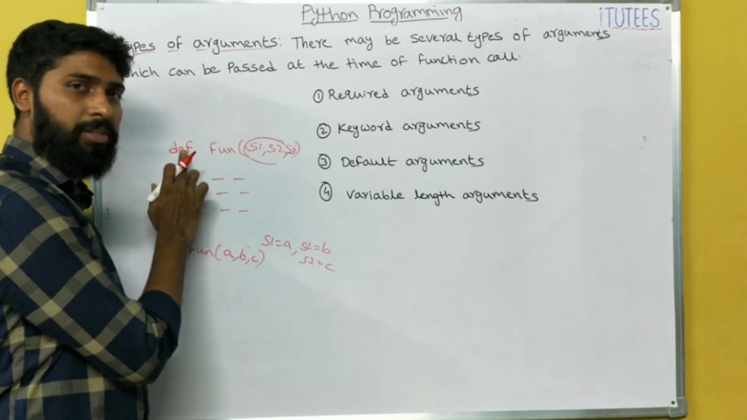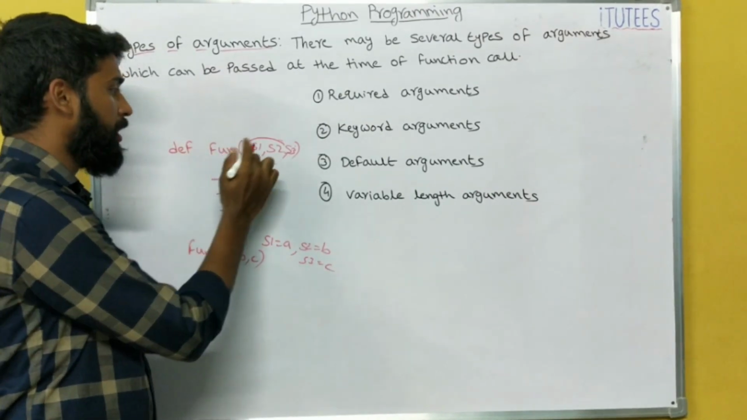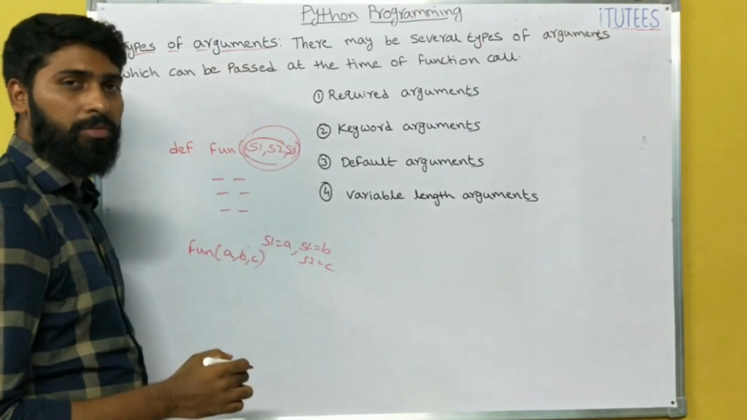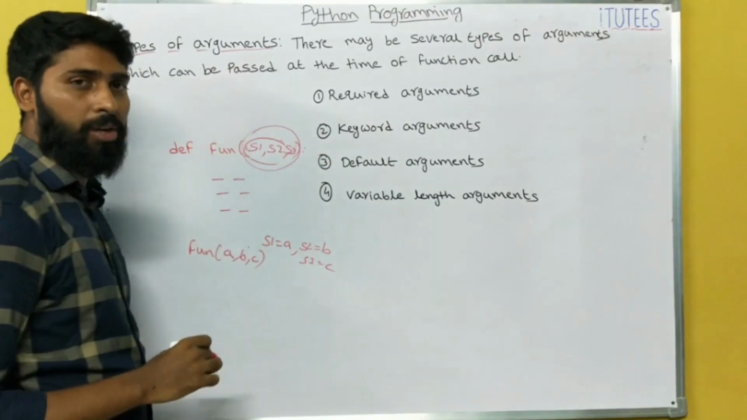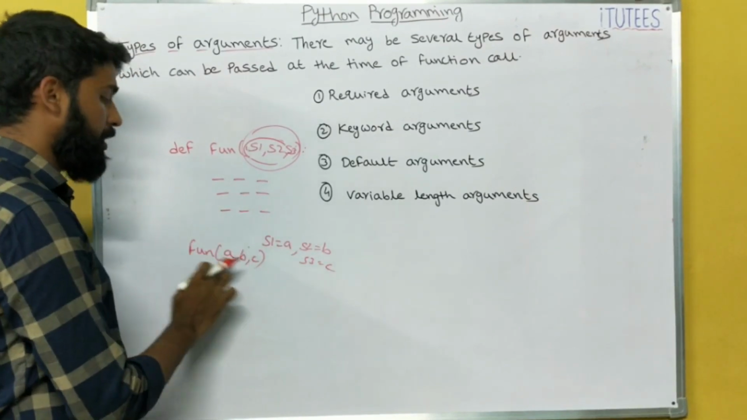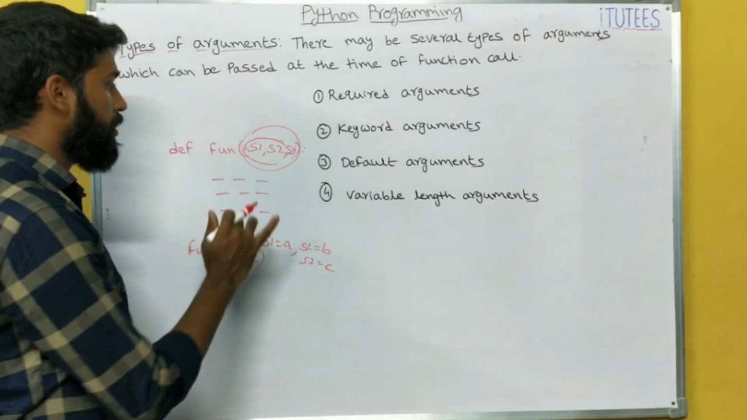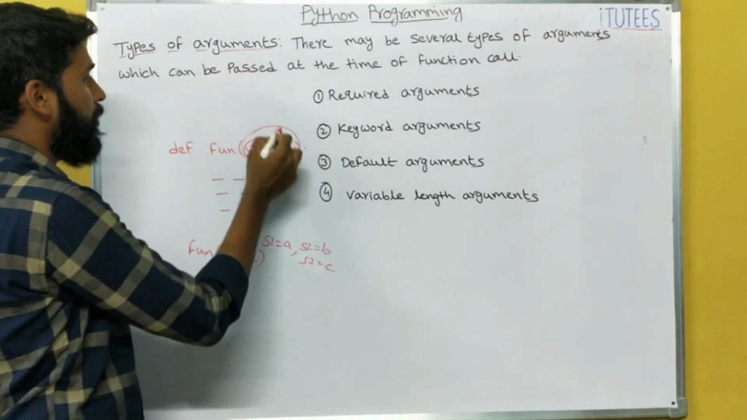So def is a keyword to define a function. Fun is the function name here. In these brackets you are going to give the arguments. After that, a colon for indentation, and you write the function code here. So this is the function call. We discussed all this in our previous class. Now we are going to discuss the types of arguments.